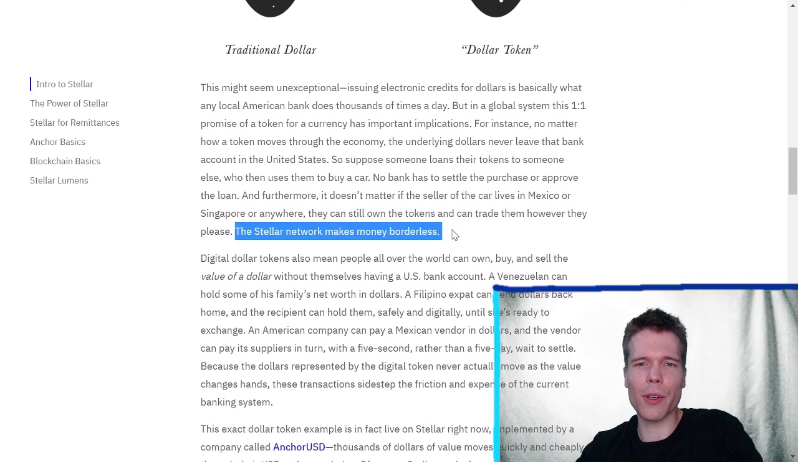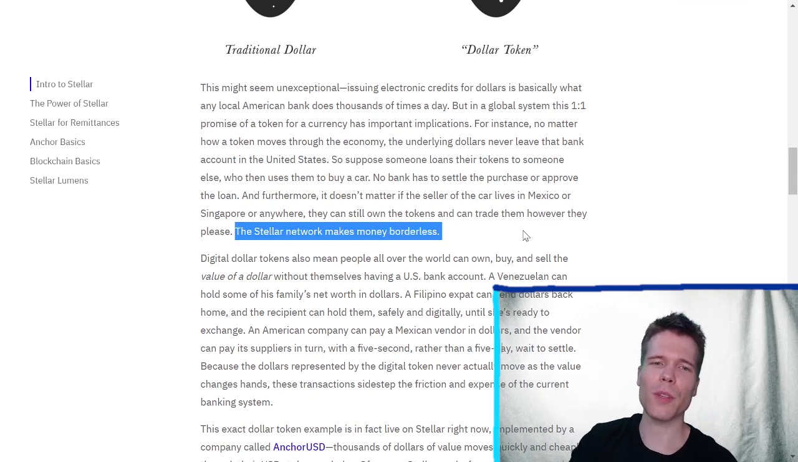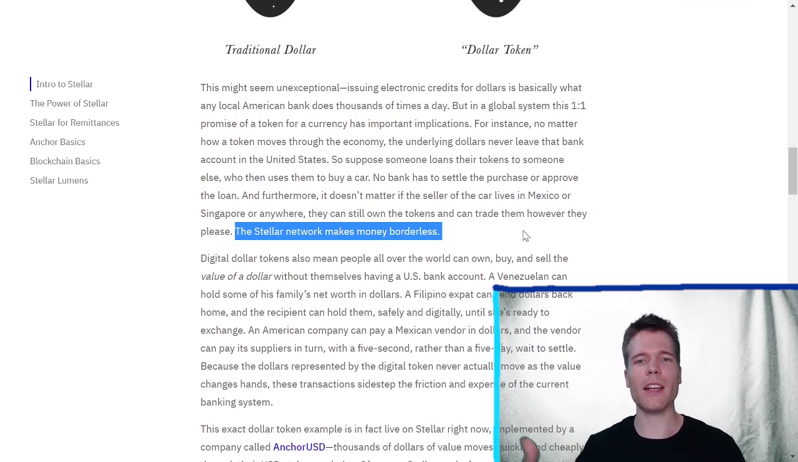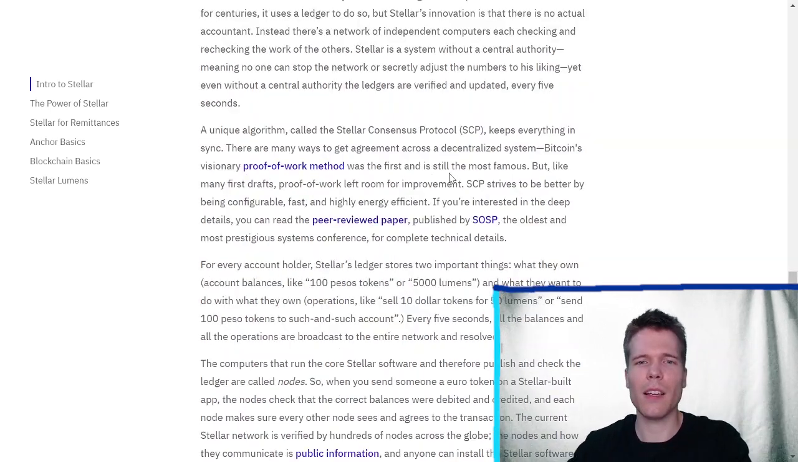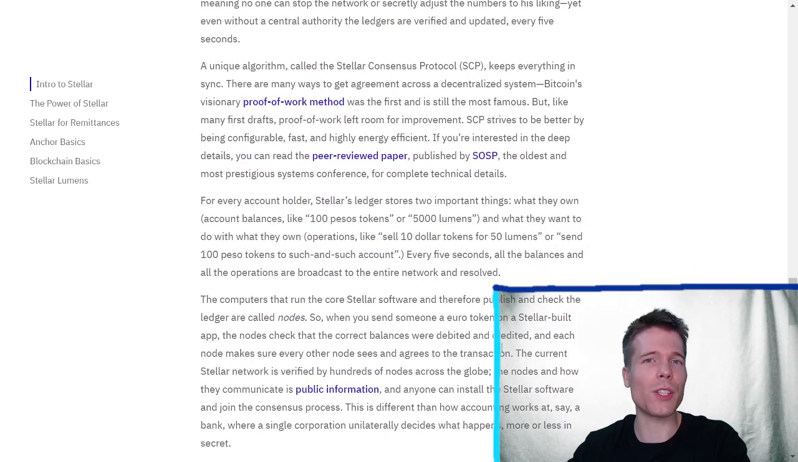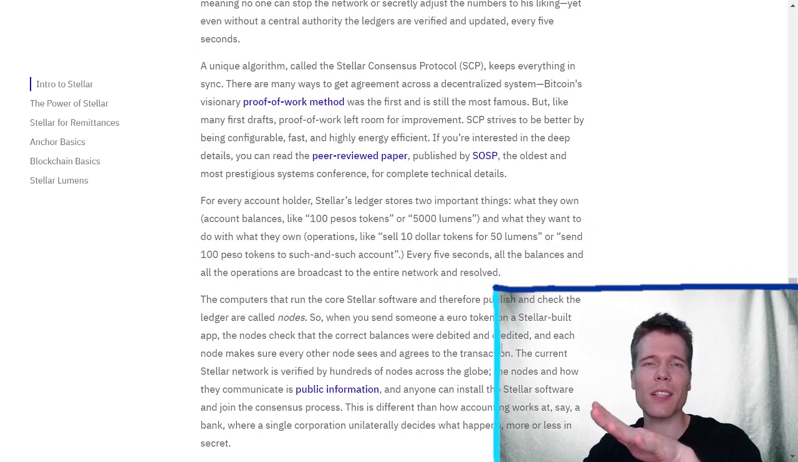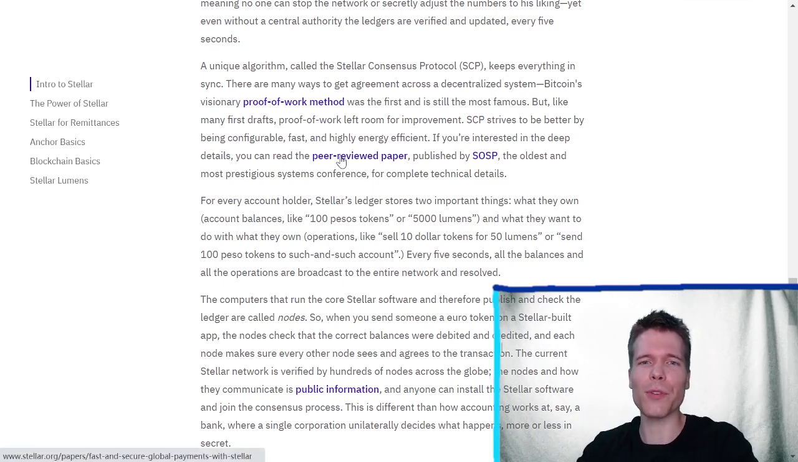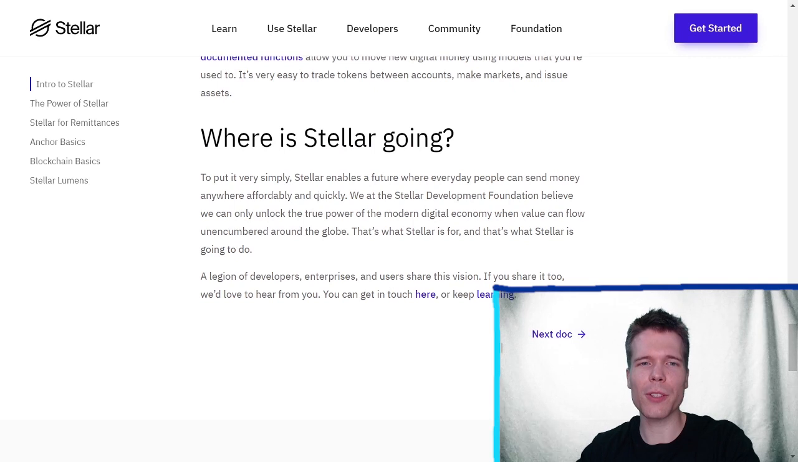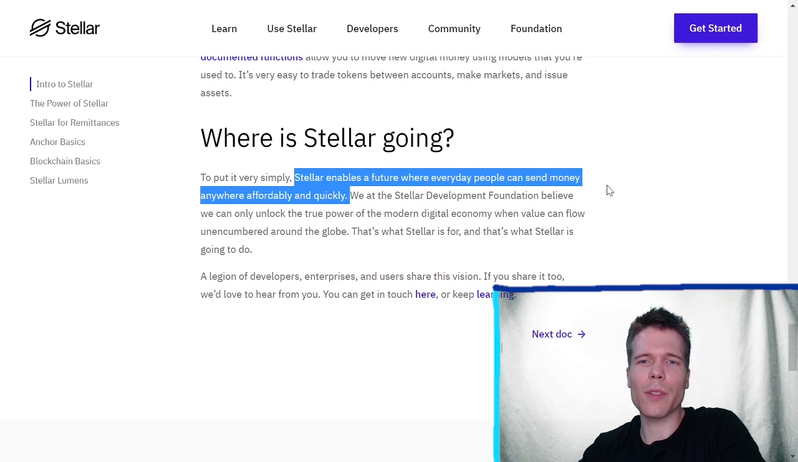So here they have their statement about their value. The Stellar network makes money borderless. So you can evaluate for yourself, oh, is this something that I think is going to be valuable in the real world if they do it well? And then you can see here, again, if you want to go into a deeper fundamental analysis, you can access those more complicated, intense, longer documents. Here they have a peer-reviewed paper that's published about them. Then finally, at the very bottom, where's Stellar going? So this will tell you their goal, their future goal. Enables a future where everyday people can send money anywhere affordably and quickly.